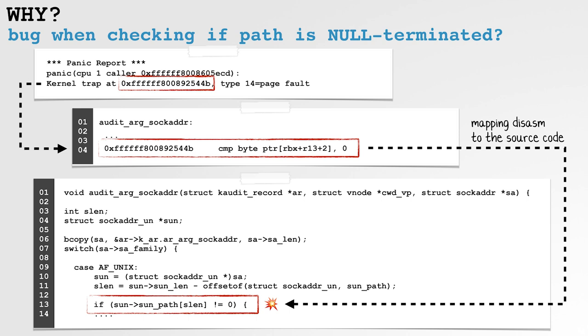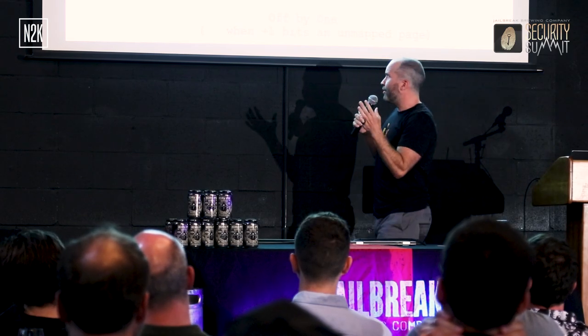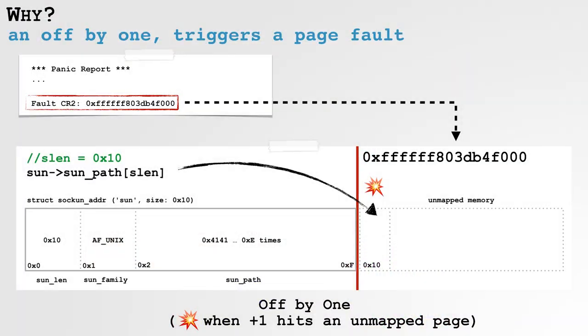We then go to that address, and we can see that they are comparing a pointer for zero. This part of the kernel is open source, so again, we can map the disassembly, the faulting instruction, to the source code. And we can see they're simply trying to check that a path is null terminated. Okay, but for some reason, they are going outside the bounds of that check. And here's a diagram showing exactly what was going wrong.